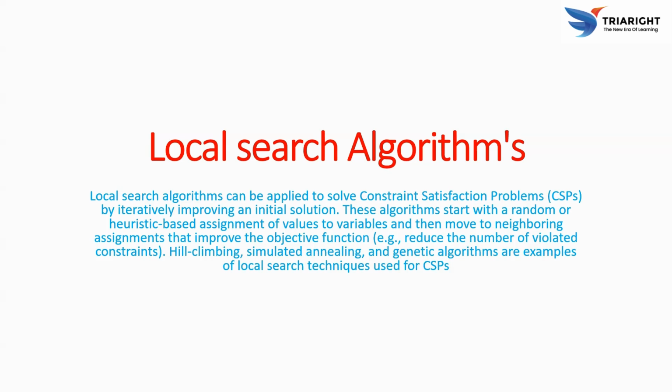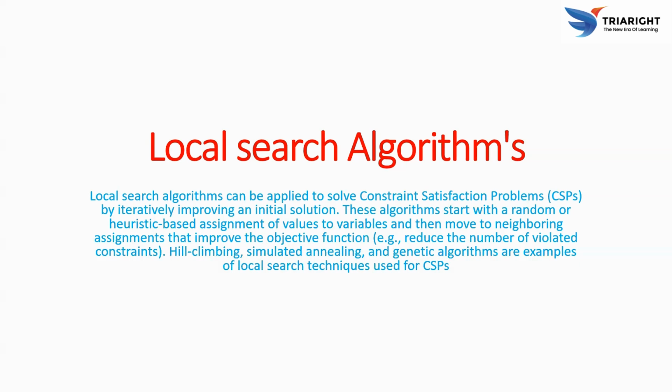Usually local search algorithm can be applied to solve constraint satisfaction problems, right? By iteratively improving an initial solution, the algorithm starts with a random or heuristic based assignment of values to variables and then moves to the neighbor assignment that improves the objective function and reduces the number of violated constraints. Hill climbing, simulated annealing and genetic algorithms are the examples for the local search.